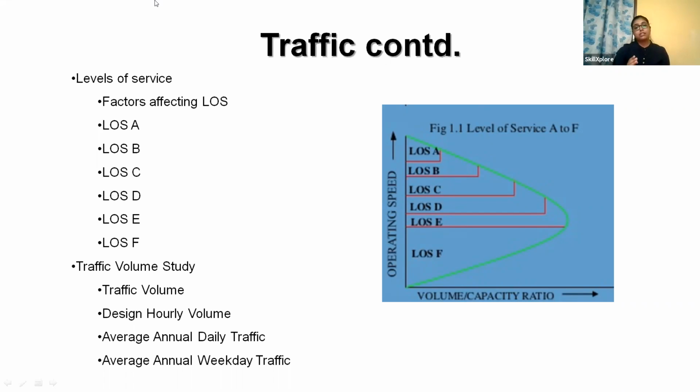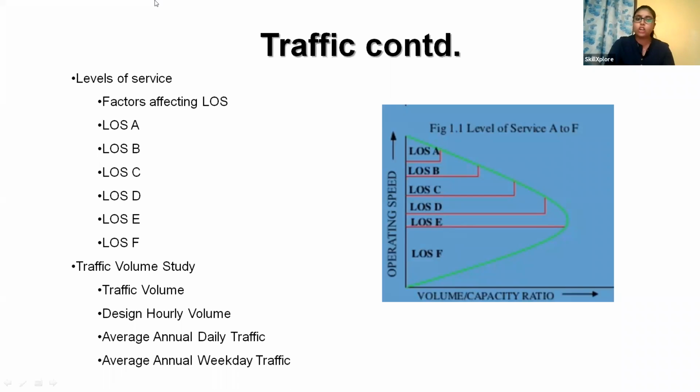Next is the traffic volume study. Traffic volume itself, as we have seen in the capacity portion, can also be divided in different ways. Do we have to design our pavement for the maximum volume? No, then it will be uneconomical. So we have to find some kind of attribute, such as average annual daily traffic, or some kind of traffic we have to consider for design purposes. And which one is more apt for design purposes, and why have we selected that?